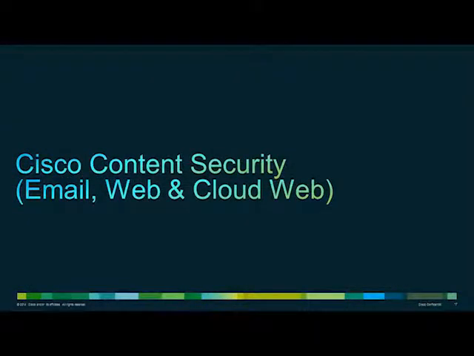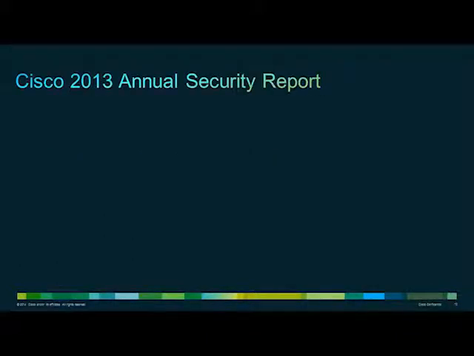Next, we look at Cisco content security, specifically email and web security. A great indication of the trends in email and web threats, amongst other threats, is the Cisco Annual Security Report. The 2013 report shows a number of things supporting the need for email and web security solutions.